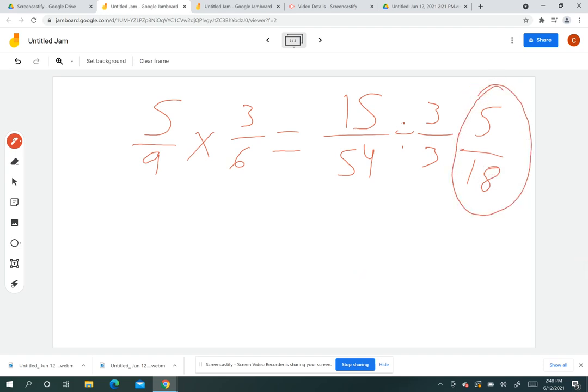So now 5 is prime, so nothing besides 5 and itself will go into 5, and 5 does not go into 18, therefore we have simplified it. It is completely simplified.